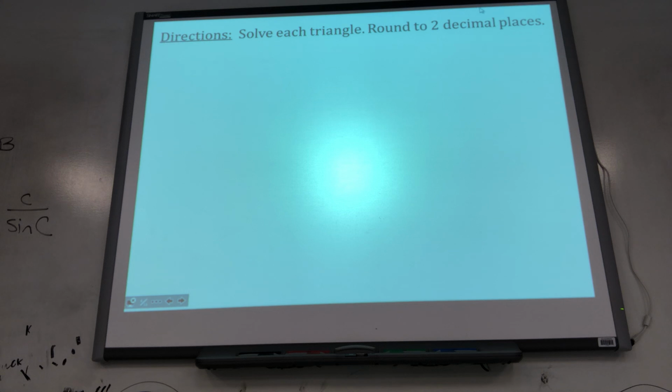Okie doke. So here's the directions, and it says solve each triangle, round to 2 decimal places.